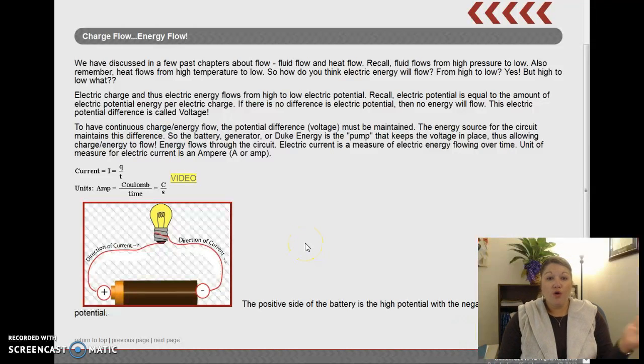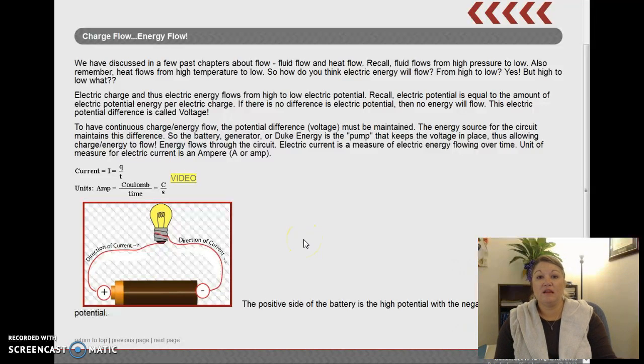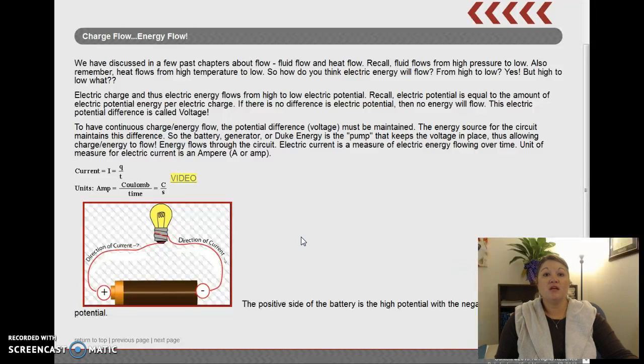Well, this flow is called your electric current. It's your electric current, just like current in a river, air current, anything. It's movement in a direction. So to have this continuous current or continuous flow, we've got to have a battery or a generator or some kind of energy source to keep this maintained, to keep this flow pumping. That is how you continuously keep the flow going without running out.